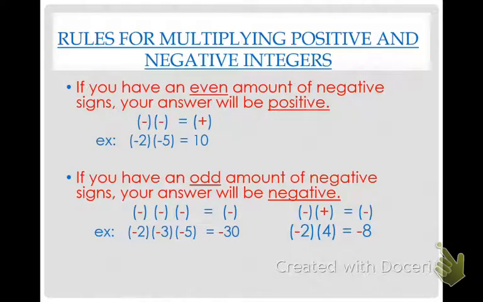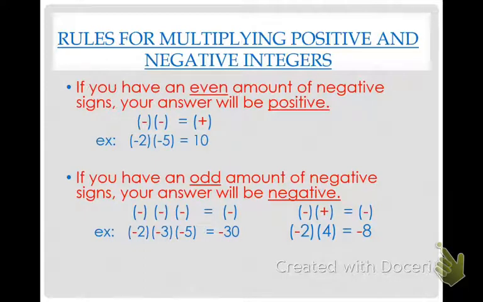Okay, so we know whenever you have the same sign, you're adding the numbers and keeping the sign. Whenever you have different ones, you're doing what? Subtracting them and taking the sign of the larger number. You're basically going to forget those rules when you're multiplying.